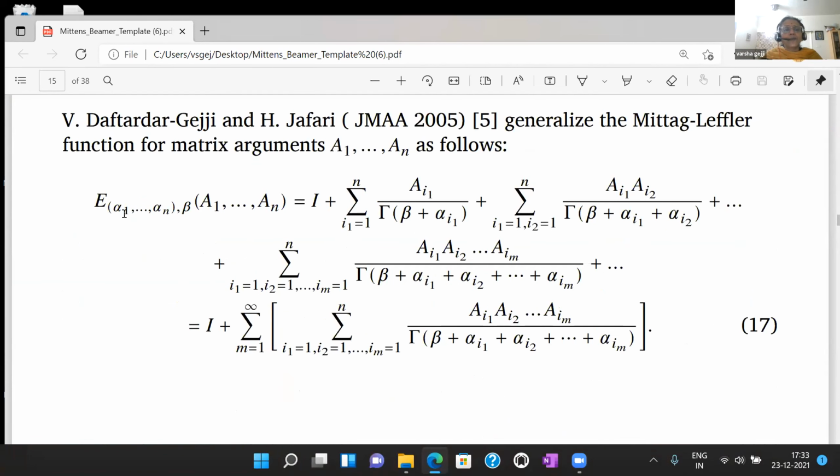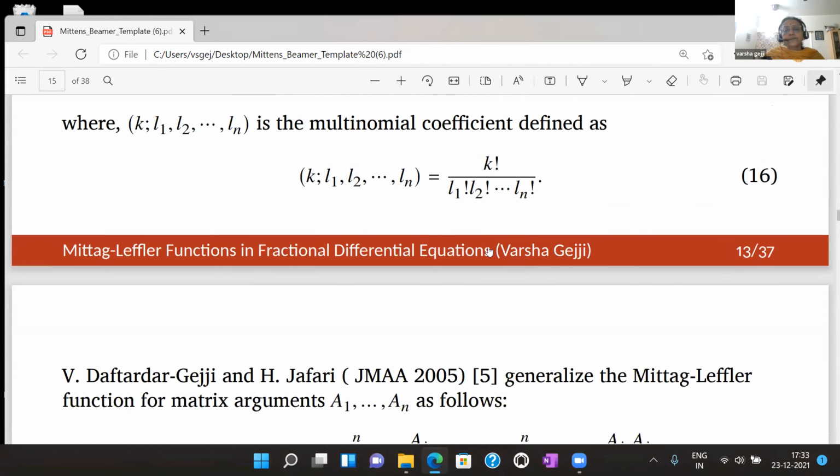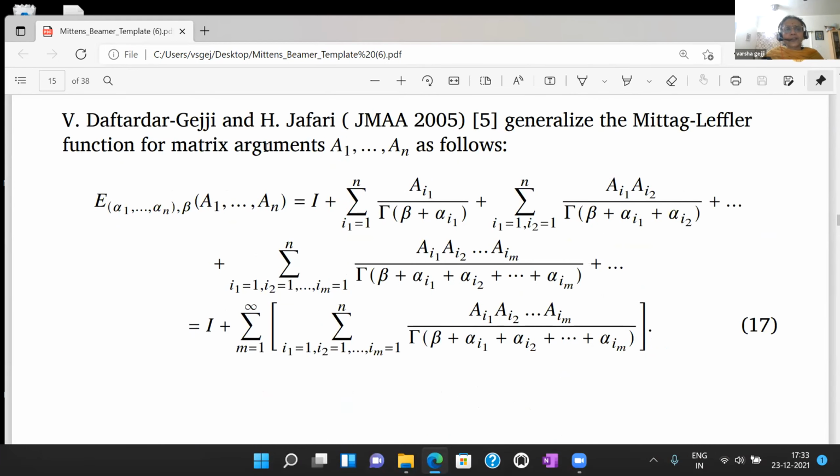And for matrix arguments, if you write down this expression, then the generalization for matrix argument turns out to be this. So here only one term is the product of term, then product of m terms, and finally m going from 1 to infinity. And here all these alpha appear here. So this is a generalization of Hadid and Luchko series to matrix arguments.